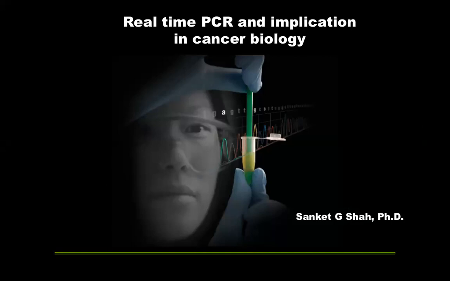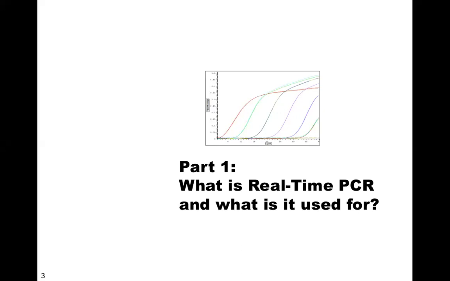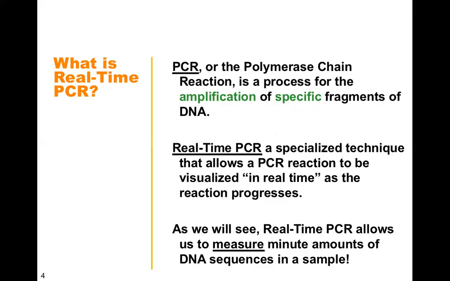So let's start with today's presentation. Today I'm going to talk about real-time PCR and its implication in cancer biology. First, let us know what real-time PCR is and what it is used for. When we say real-time PCR, it is connected with PCR. We know PCR is the polymerase chain reaction, amplification of DNA. So even though you have a small amount of DNA, you can amplify it to a larger amount.